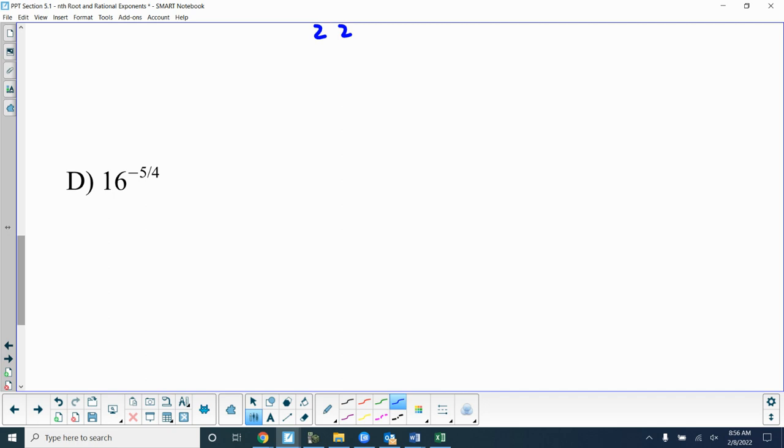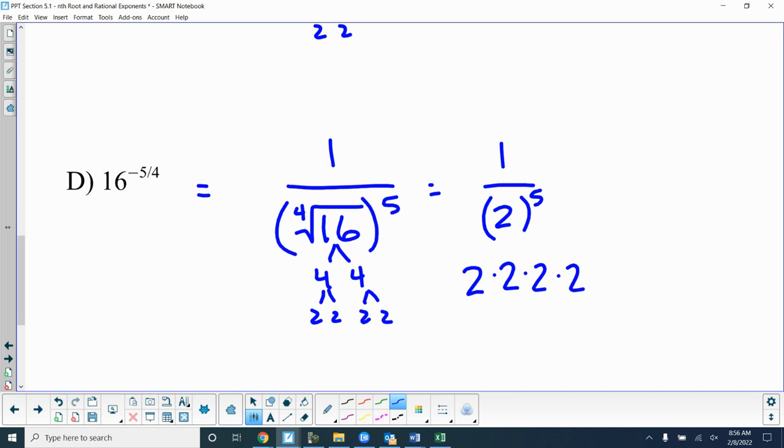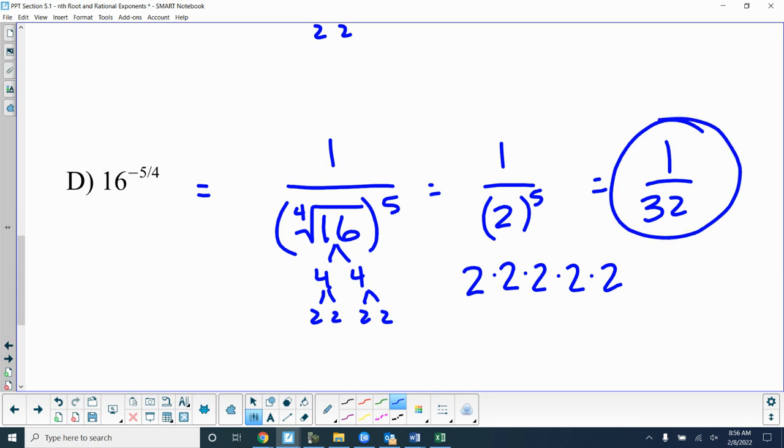We got to do the same thing here. 1 over 16. What root? Fourth root to the positive 5th power, right? Well, that's 4 times 4. 2 times 2, 2 times 2. So what's the fourth root of 16? 2. So this is 1 over 2 to the 5th. So what's 2 times 2? 4, times 2 is 8, times 2 is 16, times 2 is 32. Simple, right? Yeah.